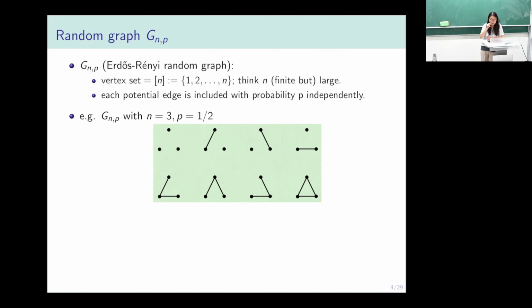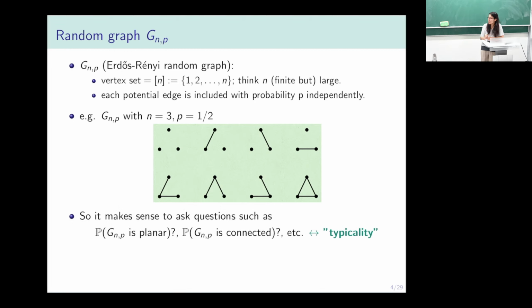So in fact, G(n,p) is not a fixed graph, but a probability distribution. So it makes sense to ask questions such as, what's the probability that G(n,p) is planar? Or what's the probability that G(n,p) is connected, etc.? And in those questions, we are not exactly interested in finding the precise probability, but instead what we are more interested in is the typical behavior of G(n,p). So if we consider the entire sample space, what's the typical behavior of our random graph G(n,p)?